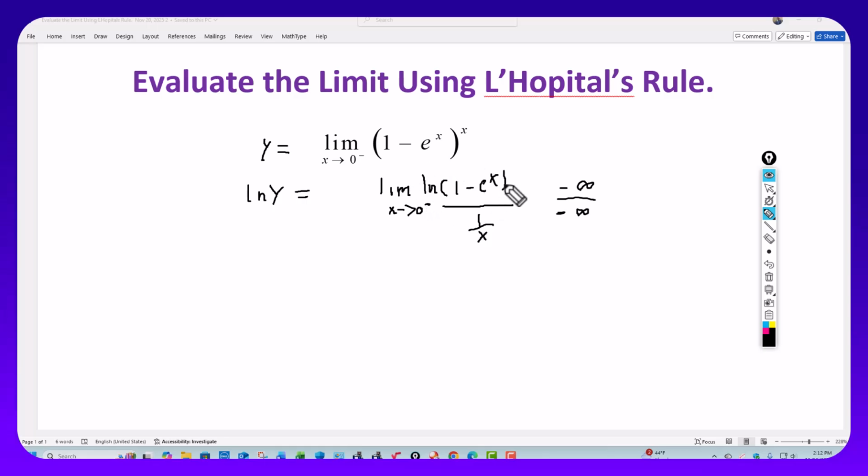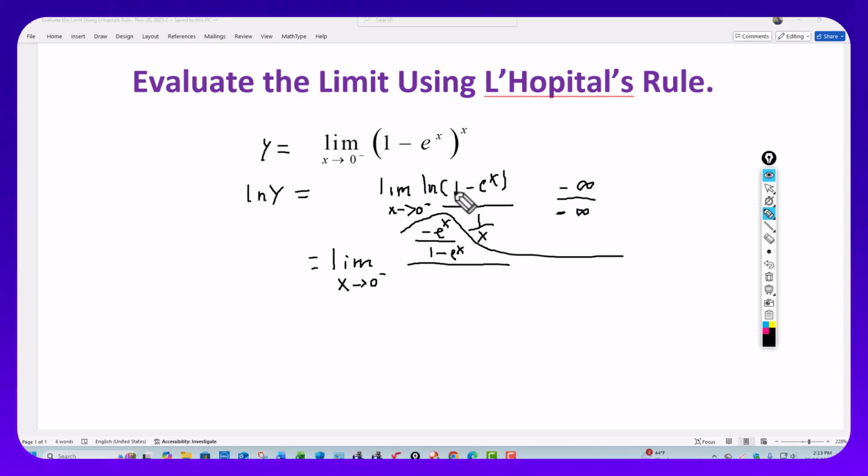Now, because I have it as a fraction, I have the form negative infinity over negative infinity, that's one of those indeterminate forms. Natural log of y equals this. Now I can take the derivative, and I'm still going to have the limit as x goes to 0 from the negative side. Now I take the derivative. The derivative of natural log of 1 minus e to the x will be 1 minus e to the x in the denominator, and then the derivative of the inside goes in the numerator. This will be minus e to the x.